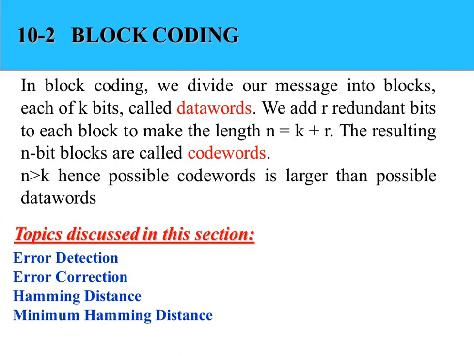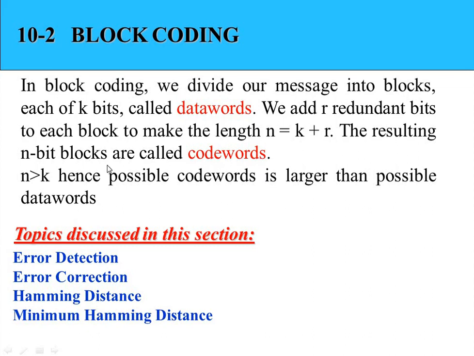So, block codes. A data word of k bits is called a data word, and to that if I add r redundant bits, then n equals k plus r, that is a code word, and that code word is nothing but an encoded word.